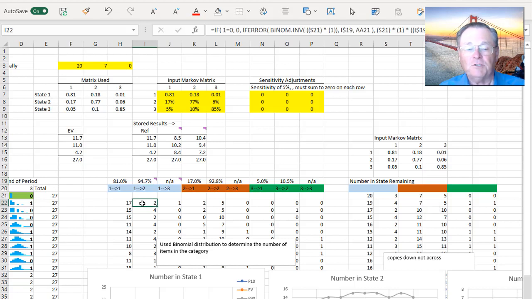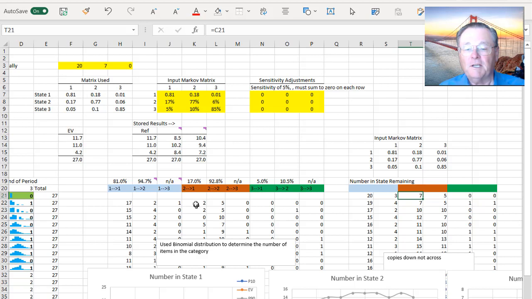And the answer is 2. There's a separate random number used for that one. And then finally, in state 3, those moving from 1 to 3 have to be the balance. If they didn't stay in state 1 and they didn't go to state 2, they had to go to state 3. We're going to do the same process for those that are in state 2 to start with, which we know are 7.